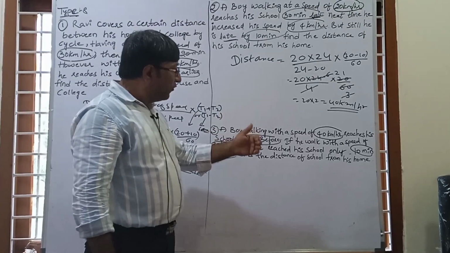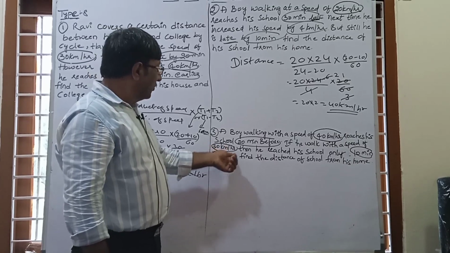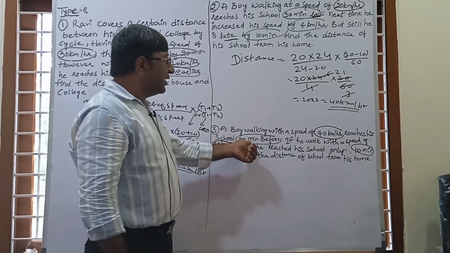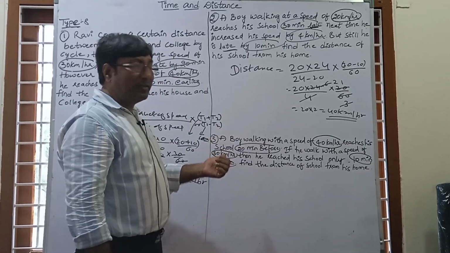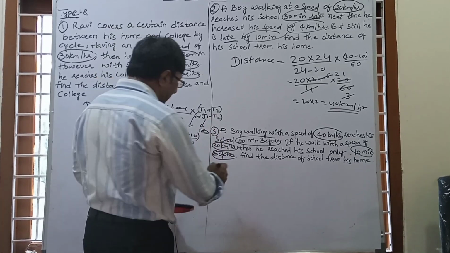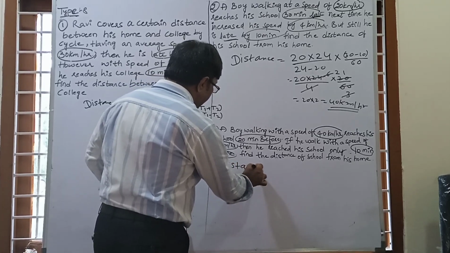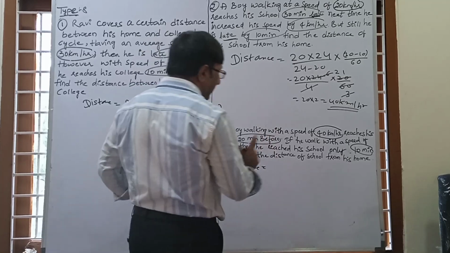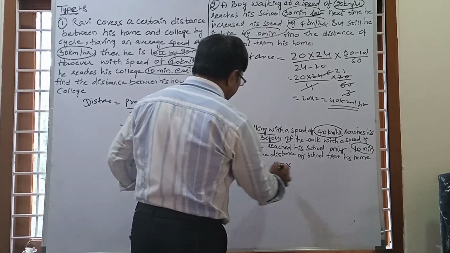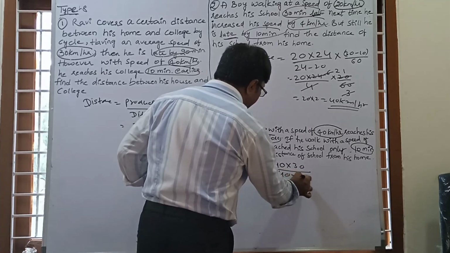Again, if he walks with a new speed, that is 30 kilometers per hour, then he reaches school only 10 minutes before. Previously 20 minutes before, here 10 minutes before. In both cases, a before time is given. So find the distance of the school. For this type of question, again we apply the same technique. So this is distance. So distance equals what? Product of speed, that is one speed is 40 and the second speed is 30. So product of speed and difference of speed, that is 40 minus 30.